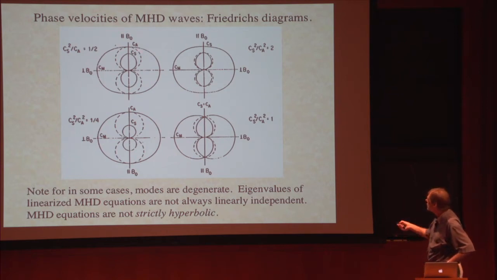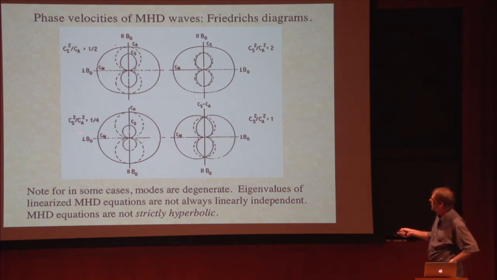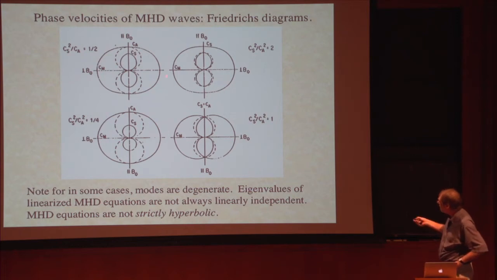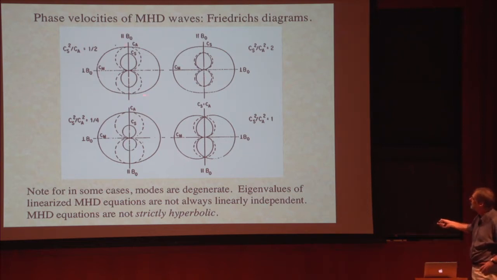What are shown here are 4 different diagrams for 4 different ratios of the sound speed to the Alfvén speed. So that's measuring the strength of the magnetic field. In this case, when CS squared over CA squared is small, this is a strong magnetic field. Then a slightly weaker magnetic field, then equipartition, where the sound speed and the Alfvén speed are the same, and finally a weak magnetic field, where the sound speed is larger than the Alfvén speed. And the outer solid line is, in each case, the fast magnetosonic wave. So this shows you the speed of propagation of the fast magnetosonic wave relative to the other wave families.